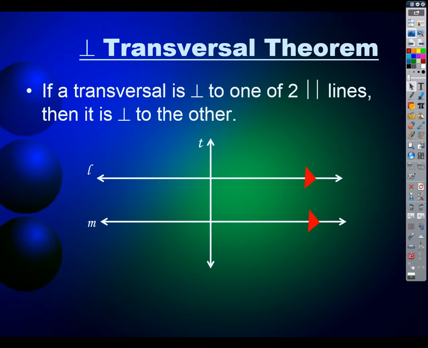If a transversal is perpendicular to one of two parallel lines, so for example, if we know that transversal T is perpendicular to line L, and we know that line L is parallel to line M, then what do we know from that? Line T is perpendicular. Yes, then the transversal must be perpendicular to the other line, too. That's easy to prove, and I'll probably have you prove that at some point.